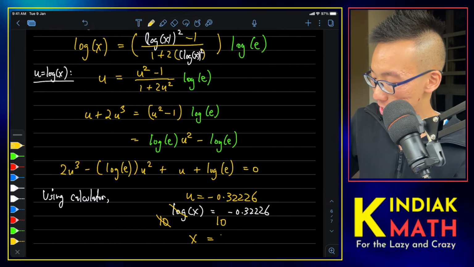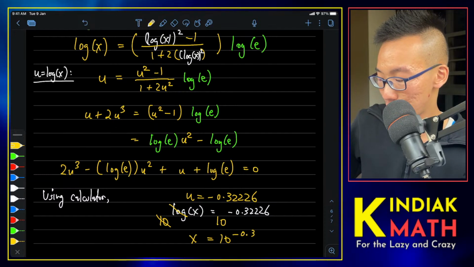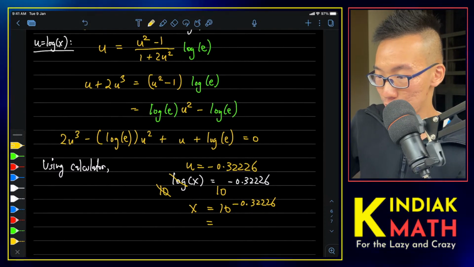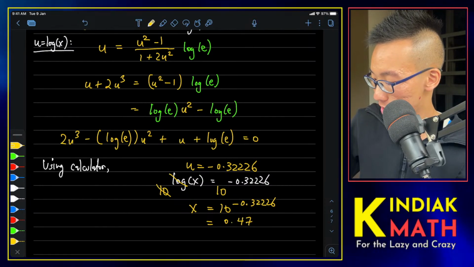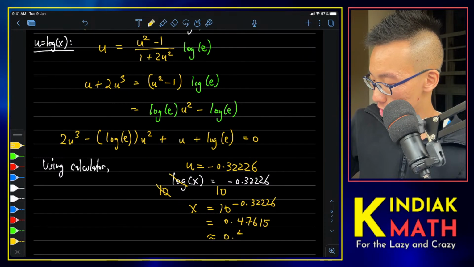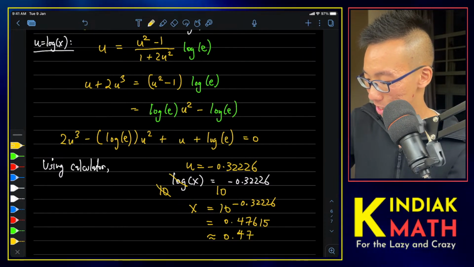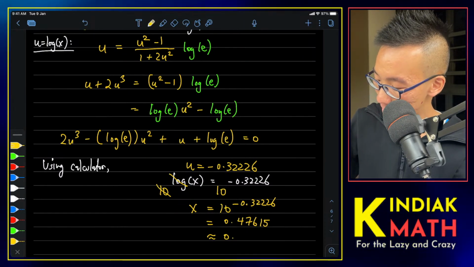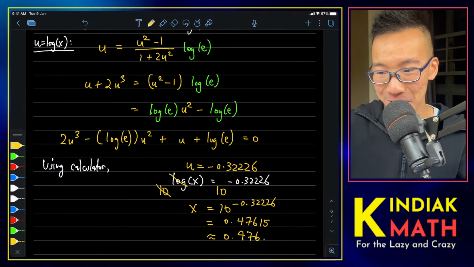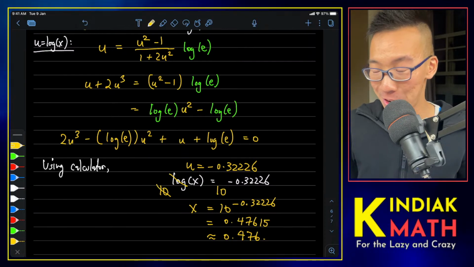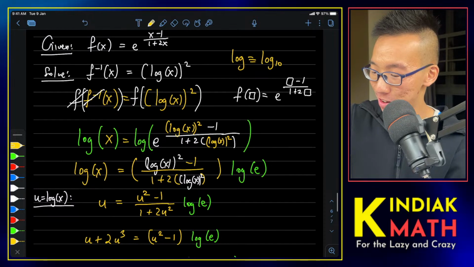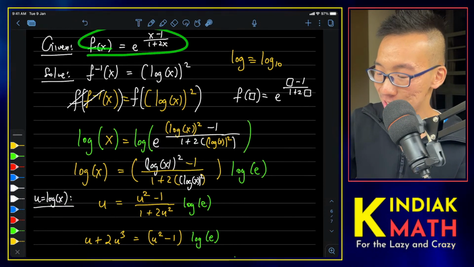So x is going to be 10 to the minus 0.32226, which equals 0.47615, which equals 476. So that question took a bit of effort because we started with a very, very nasty expression.